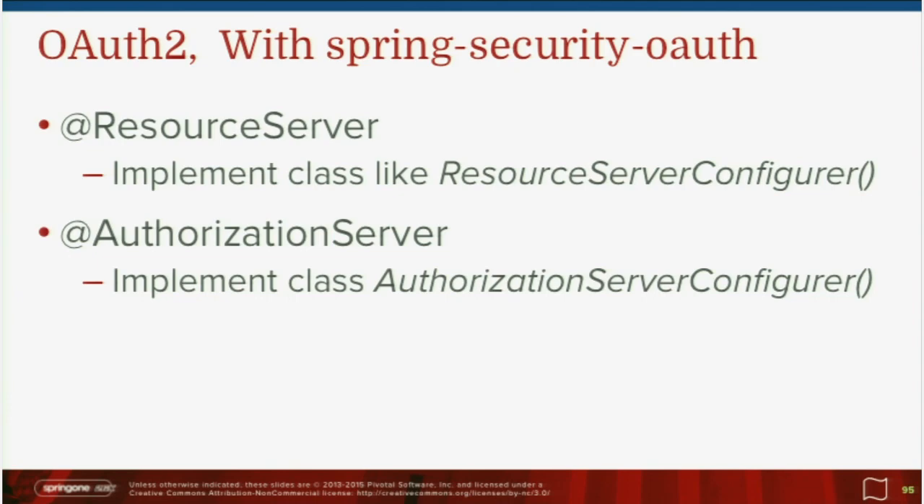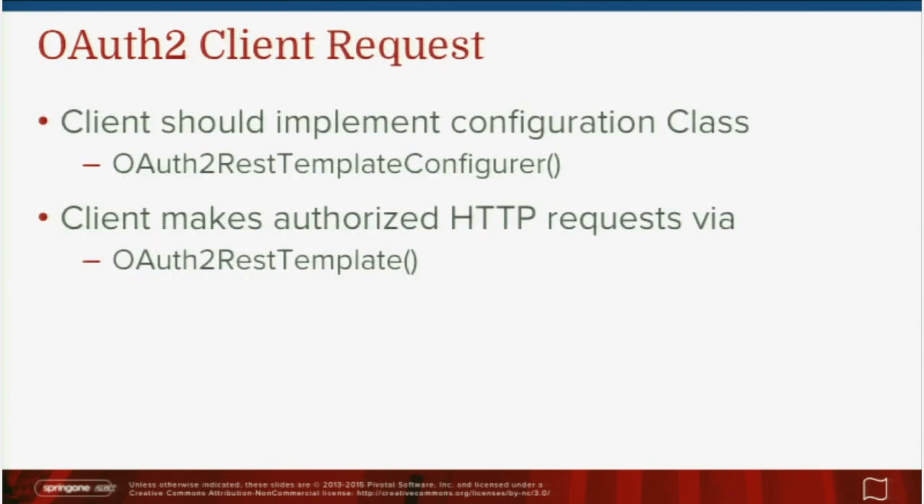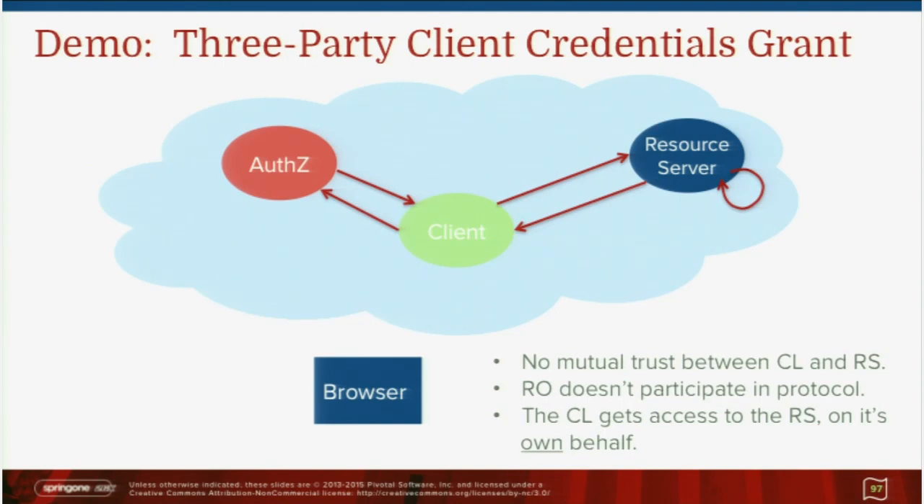Okay, resource server, you're going to implement a resource server configurer. Authorization server, you'll implement an authorization server configurer. The client is going to implement that enable OAuth 2 client, and as part of that, you're going to work with an OAuth 2 REST template. Okay? I have a demo of a three-party client credentials grant. Depending on how we're doing on time, we can do it.